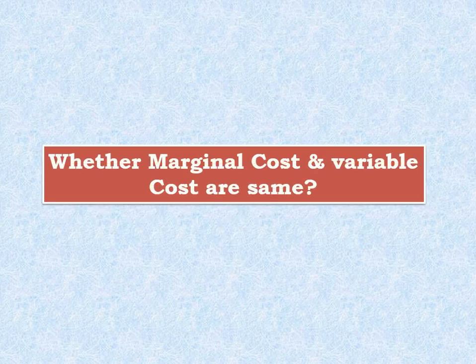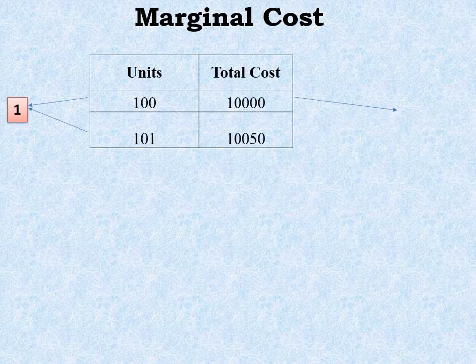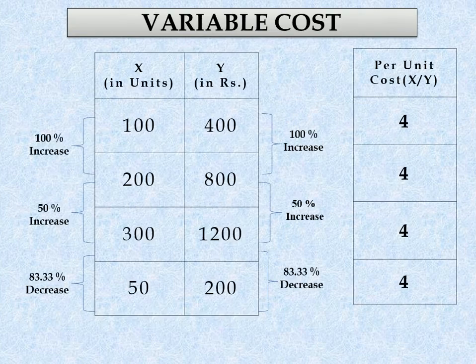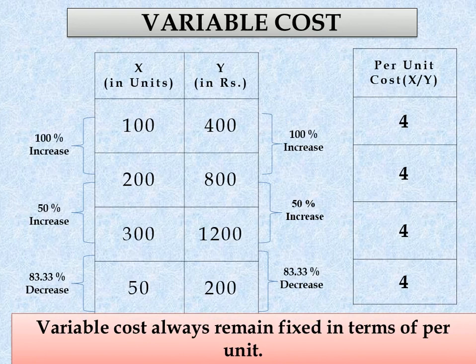Many of us are very confused about this thing. Many times this question has been asked to us: whether marginal cost and variable cost are the same. If we forget the definitions, what exactly is a variable cost? Variable cost, we have learned, is a kind of cost which remains fixed per unit, and it has a direct relation with the level of production.